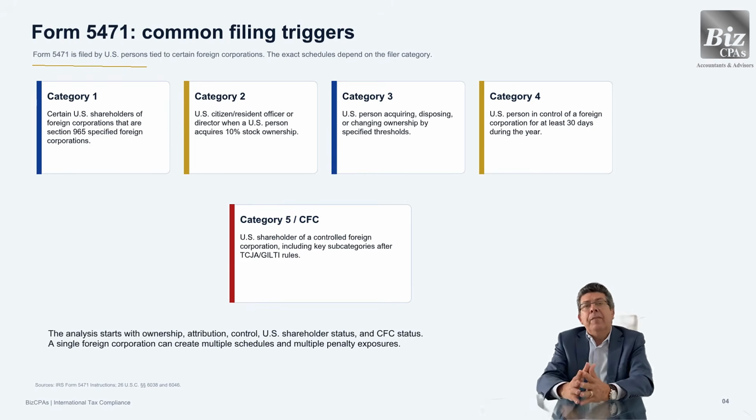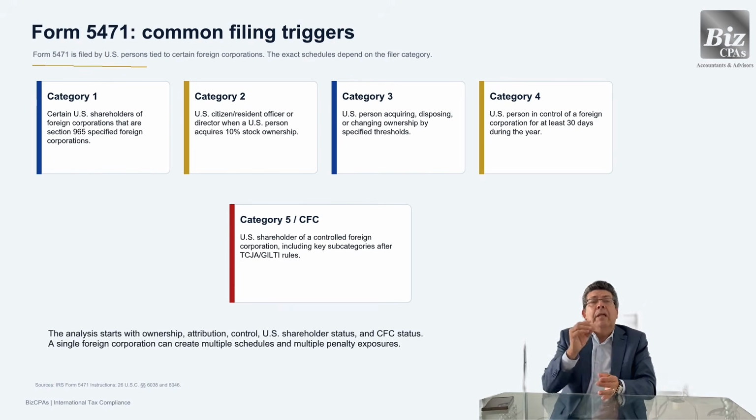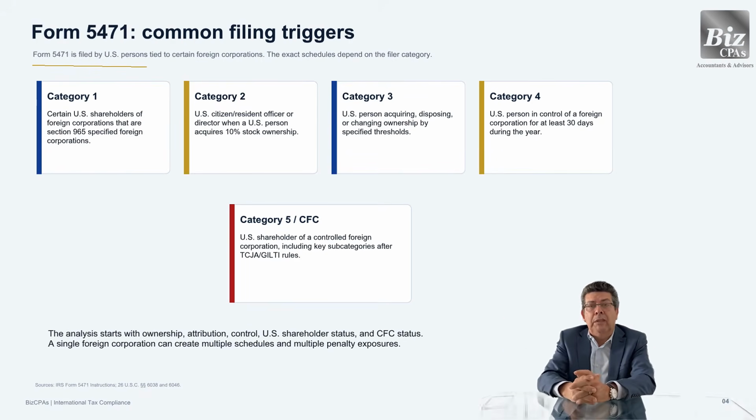But basically, there are 5 categories, and the requirements depend on the percentages that the U.S. person owns. Meaning, if somebody owns 10% or 15% of a foreign company, the requirements are less than when a U.S. person, or the addition of more than one, owns more than 50%. The requirements will be bigger, going deeper into the filing requirements.